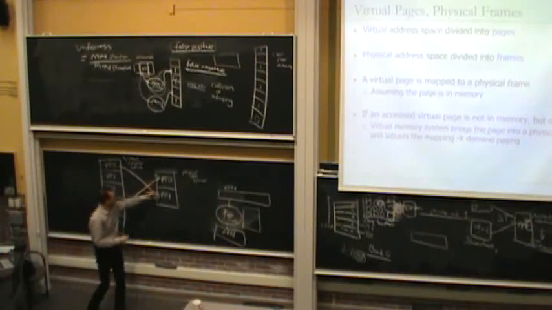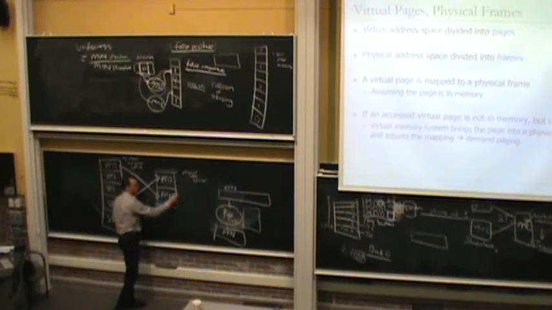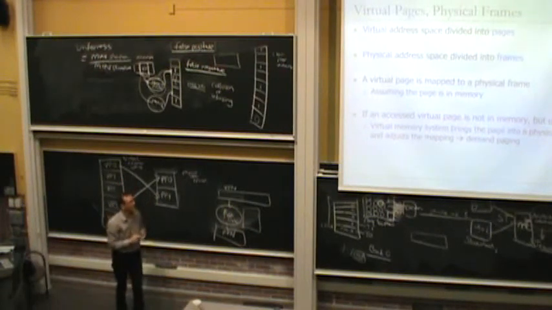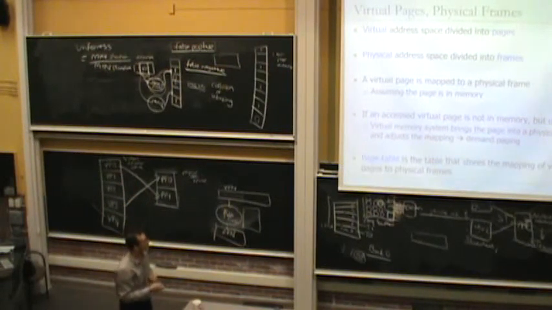You've probably seen this before, right? Of course, there are issues. Now, what page do you replace? What frame do you replace from the physical memory? We'll get back to that. So where are these mappings stored?